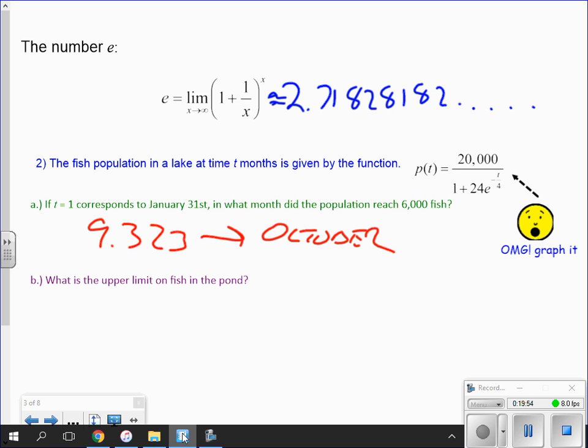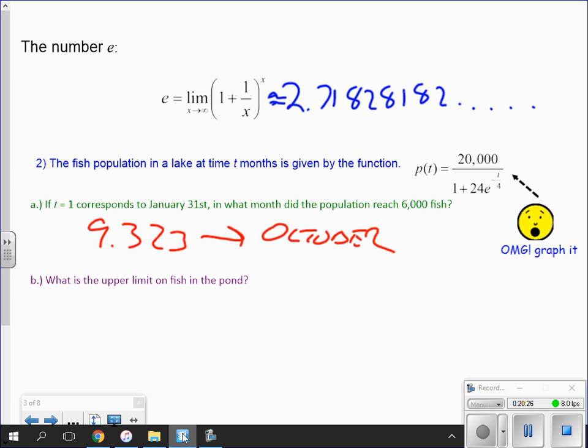What is the upper limit on the fish pond? What's the maximum number of fish that can live there? You can get this from the fraction, from what's going on in the bottom. And you can also get it from the graph if your graph goes big enough. Remember what happened to the graph? It went up and then flattened out. Here's why it flattened out.